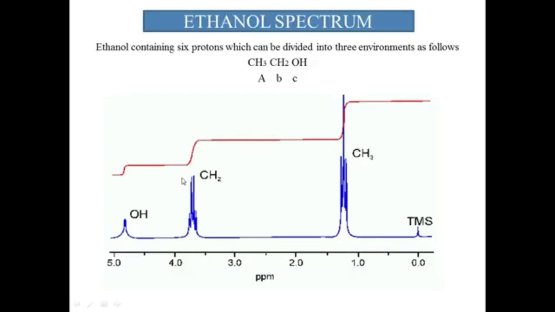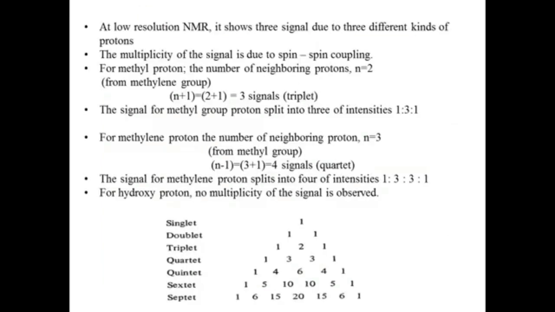So CH3 gives a triplet because its neighbor group is CH2, n+1 gives a triplet. CH2's neighbor group is 3, so it appears as a quartet. OH appears as a singlet because the OH group is not coupled with a neighbor. We already know that TMS, tetramethylsilane, is magnetically equivalent, so it appears at 0. This is the standard.